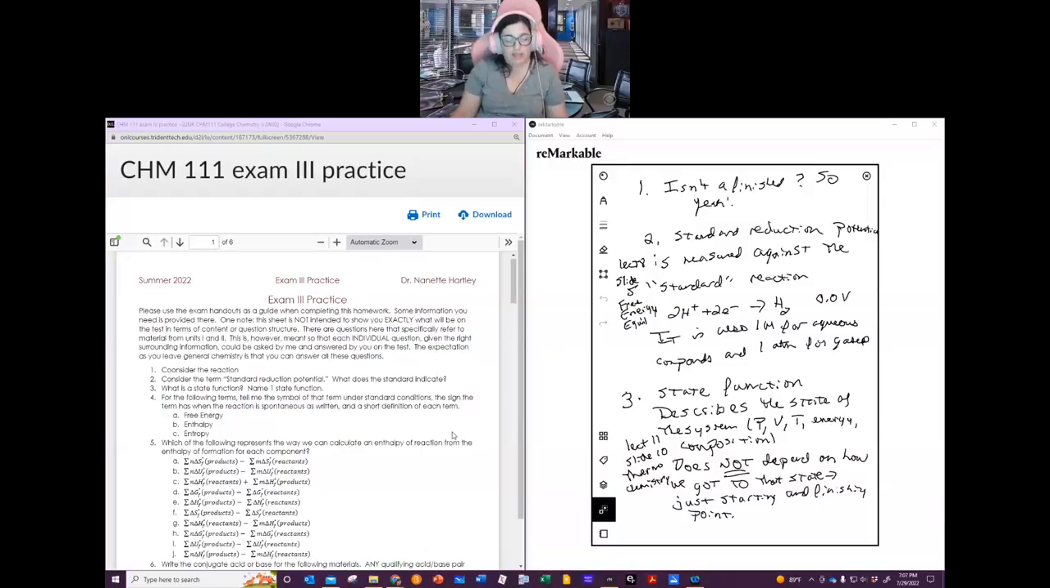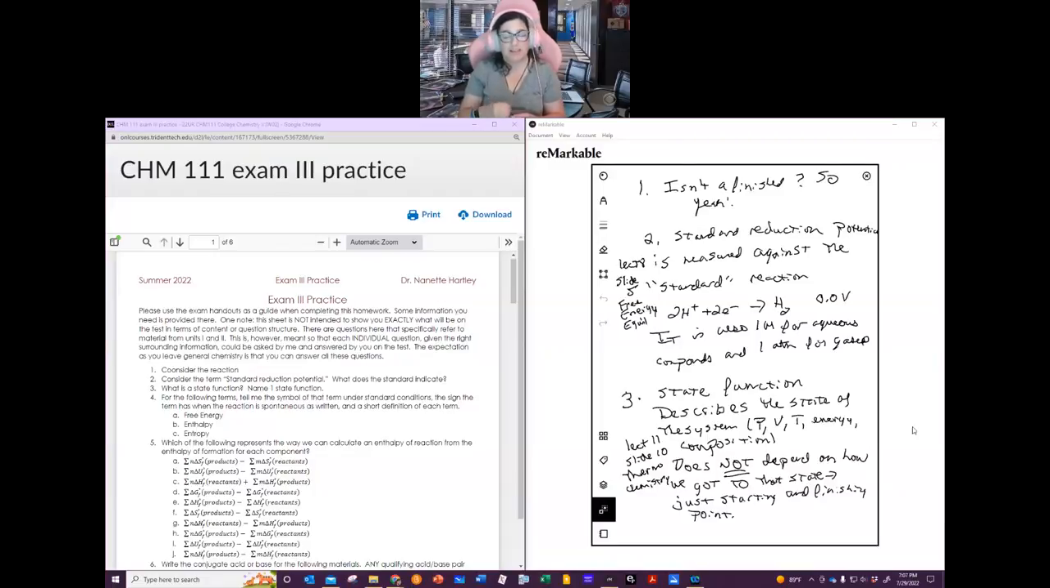3 asks us, what's a state function? Well, a state function describes the state of a system. So if I'm looking at a system and I want to describe that system, there are certain things that I can talk about to describe its state. Pressure, volume, temperature, energy, and composition are the 5 things that we typically talk about. So any of those is one of the state functions.